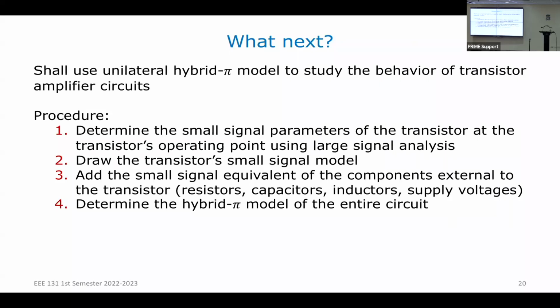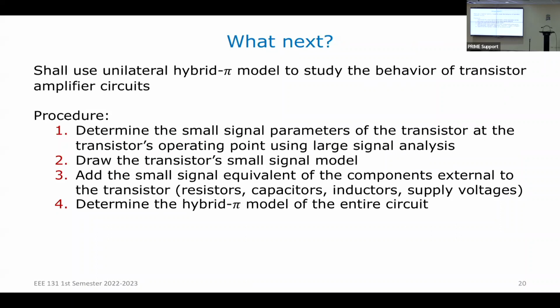For example, if it's a MOS, we know that GM is, what is GM? That's 2 IDQ over VGSQ minus VTH. No? You'll have to remember that. So I need to know IDQ, and I need to know VGSQ to be able to determine GM. So in step 1, we'll require you to use the large signal model.